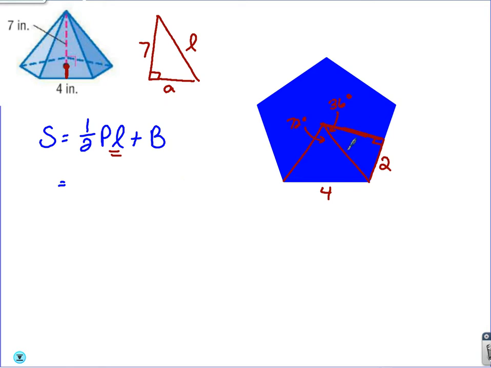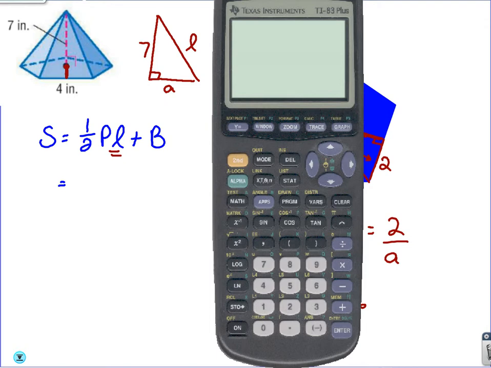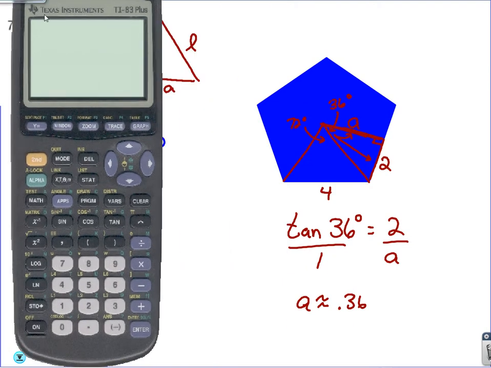To find the apothem, which is right here, this is my opposite side from my angle, this is my adjacent side, so we're going to use tangent. The tangent of my angle is equal to opposite over adjacent. Everybody good with that? So it would be the tangent of 36 equals 2 divided by the apothem. What I want you to do is store that because I'm going to use it. Now, did you do 2 divided by tan 36, or tan 36 divided by 2?